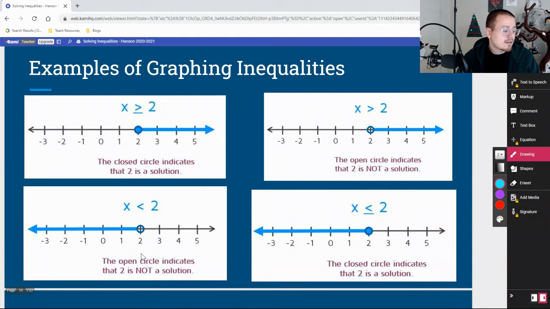Okay, so these are definitely some clean examples. Put in your notebook. You got examples of inequalities. So we have x is greater than or equal to 2, and that's going to be a closed circle, and it goes to the right. x is greater than 2 is an open circle because 2 does not count, because 2 is not greater than 2, and it goes to the right. The less thans go to the left. Bigger numbers to the right, smaller numbers to the left.